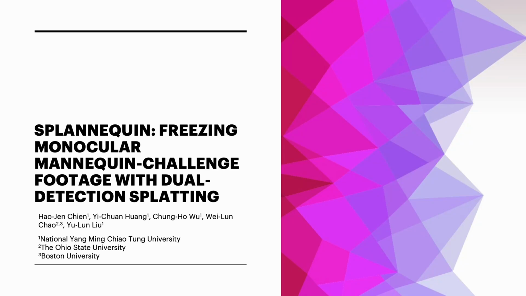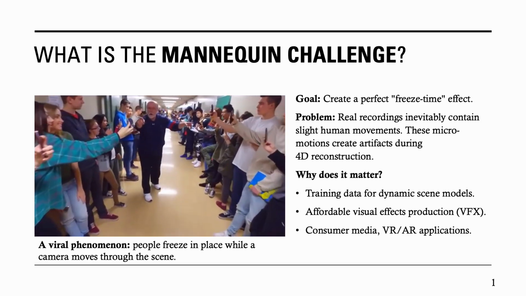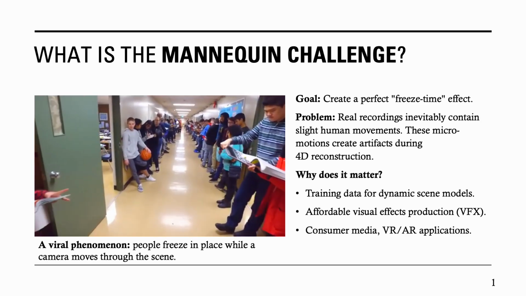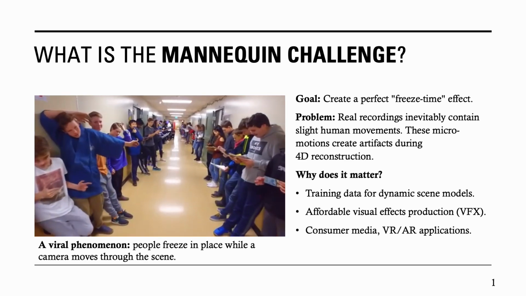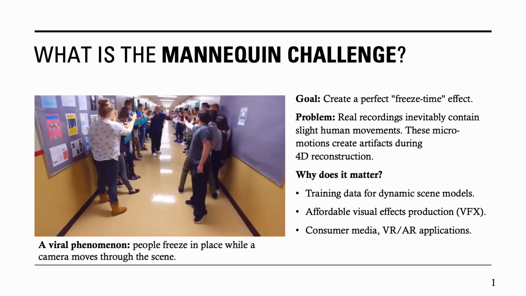This presentation introduces Splannequin, a novel method for freezing monocular mannequin-challenge footage using dual detection splatting. The Mannequin-Challenge became a viral internet phenomenon where participants freeze in place while a camera moves freely. The goal is to create a perfect freeze time effect, similar to the bullet time sequences seen in films like The Matrix.